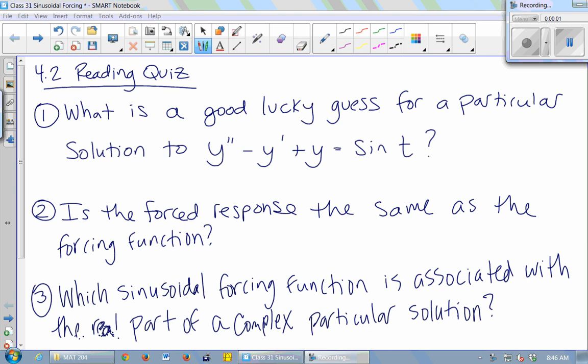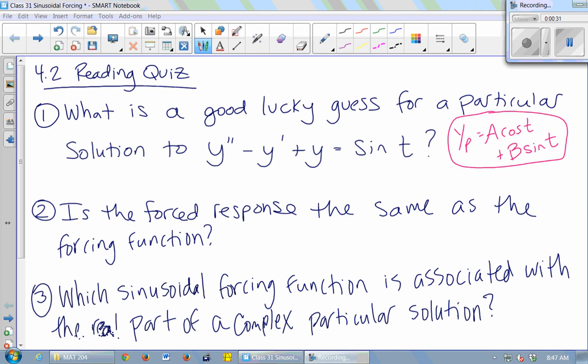What is the lucky guess for this harmonic oscillator with sinusoidal forcing? You would guess that y particular looks like a cosine t plus b sine t. Yeah, it's the same thing. That's fine. A sine plus b cosine is the same thing.